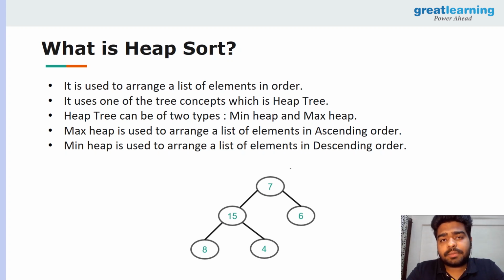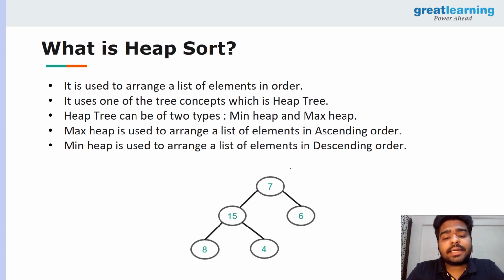Now, if you look at the diagram given below, you can see that it's a tree concept. There is a list of elements which I have taken here, which is 7, 15, 6, 8, and 4. And I have arranged it in a heap tree concept. So if you can see, 7 is the parent node. We call that a node, and 7 is the parent node. From 7, it is getting divided into two child nodes, which are 15 and 6. So we can say that 15 and 6 are the child nodes of 7. If you look at 15, 15 is a child node of 7, but it is also a parent node for 8 and 4, right?